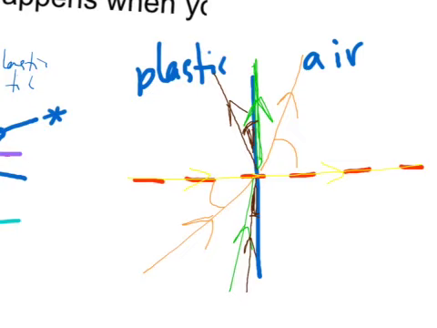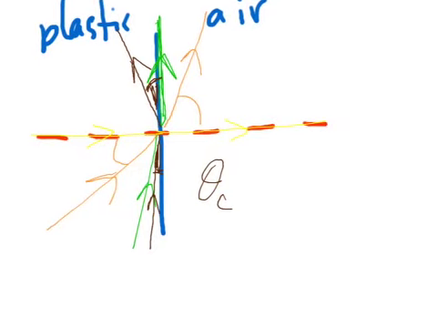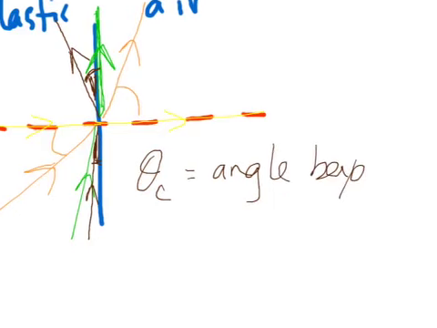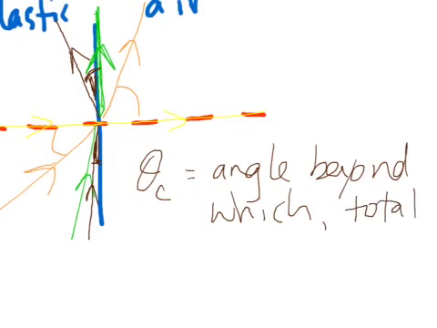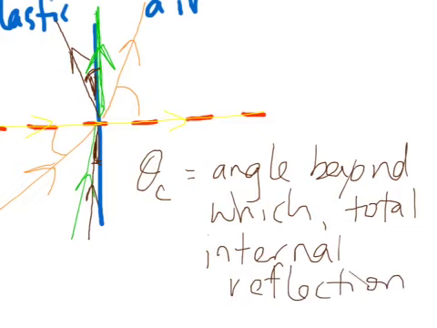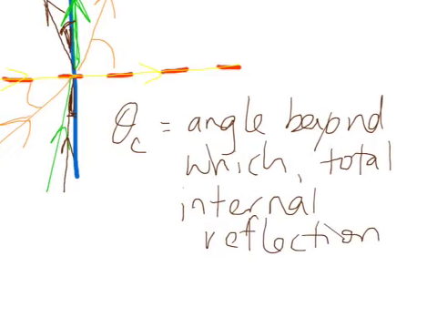So there's a point, we call it the critical angle, and this point is the angle beyond which, so beyond this angle, total internal reflection, in this case internal to the plastic, occurs.